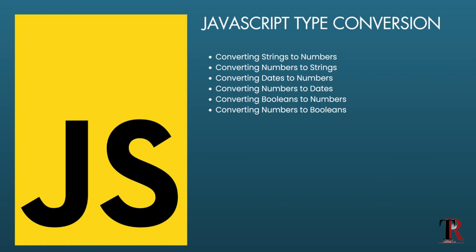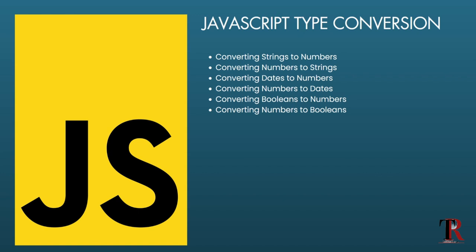How we can convert strings to numbers, how we can convert numbers to strings, how we can convert dates to numbers, how we can convert numbers to dates, how we can convert booleans to numbers, and finally, how we can convert numbers to booleans. So a JavaScript variable can be converted to a new variable of another data type.